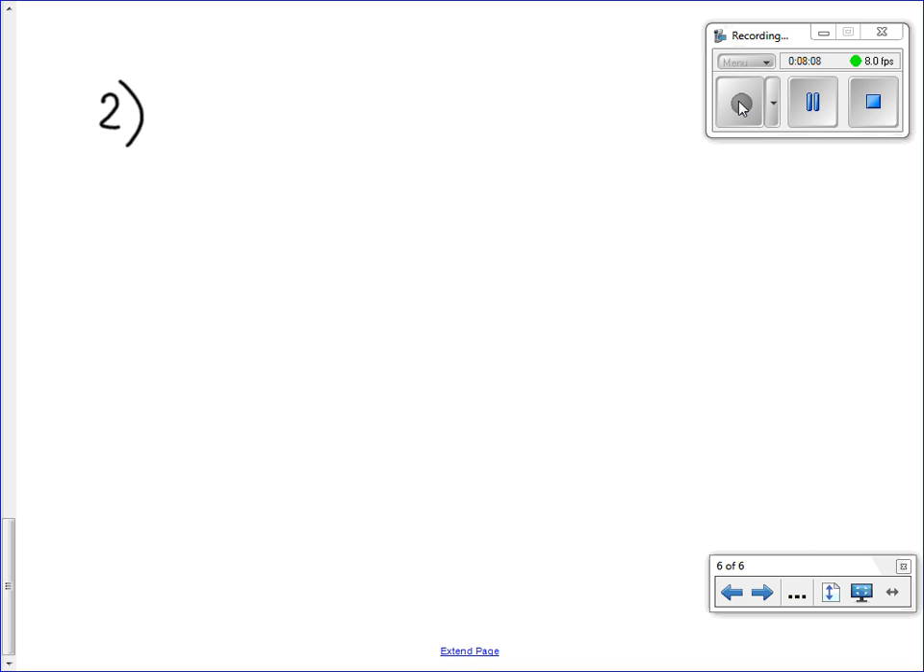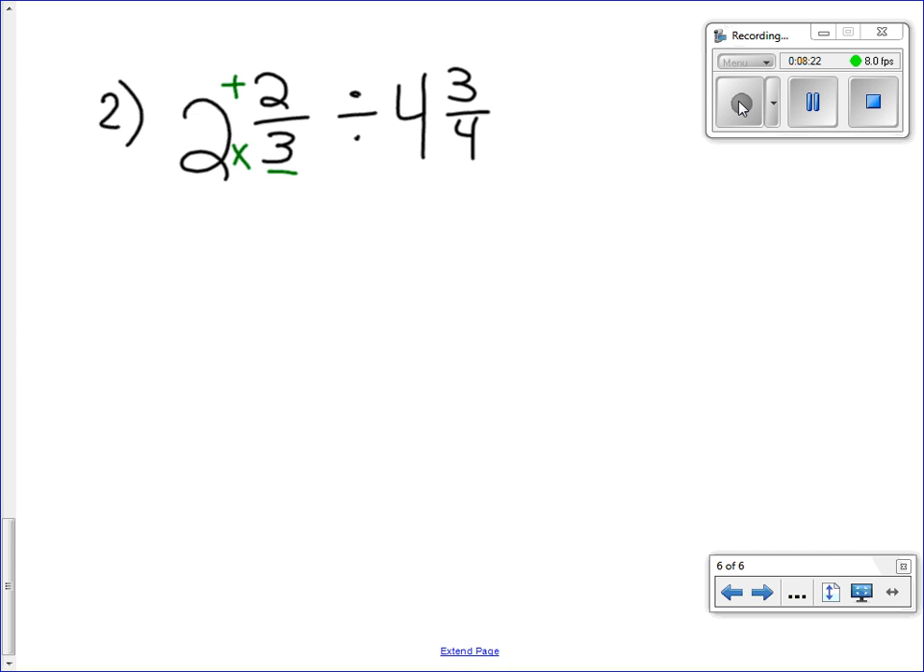Number 2 on division, we have 2 and 2/3 divided by 4 and 3/4. Step 1, get mad. Multiply, add, keep the denominator. So 3 times 2 is 6. 6 plus 2 is 8. Keep the 3. Copy your division sign. 4 times 4 is 16. 16 plus 3 is 19.